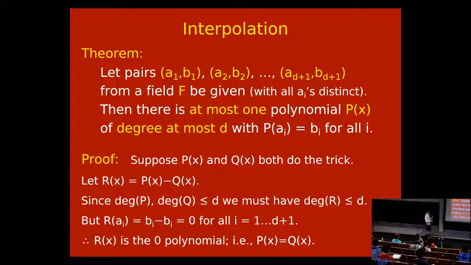So now you have a polynomial r. It's 0 on d plus 1 different points, and its degree is at most d. So what do we know about it? The only way that can happen, by that big theorem, is that r would have to be the 0 polynomial. Okay, and that means p equals q.